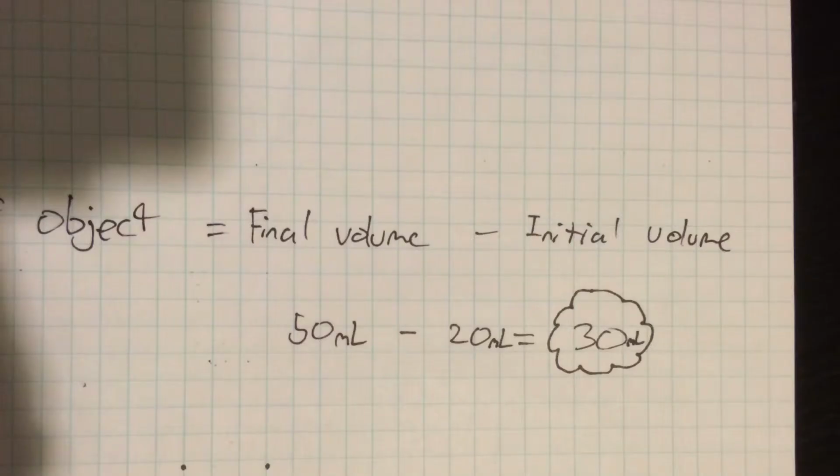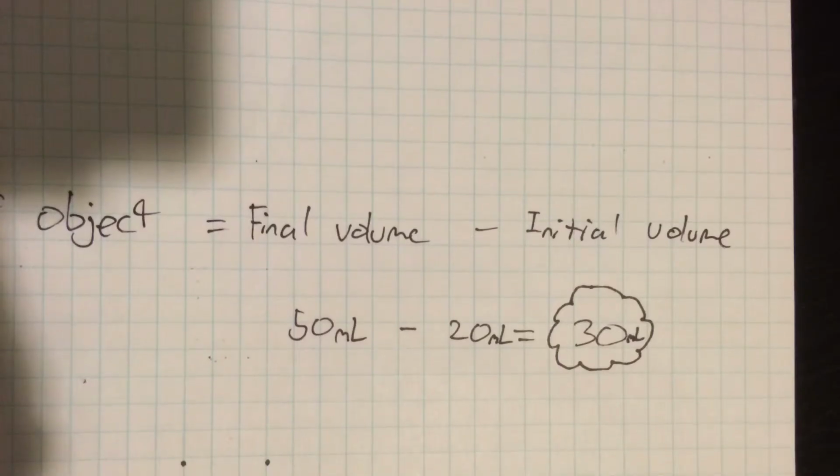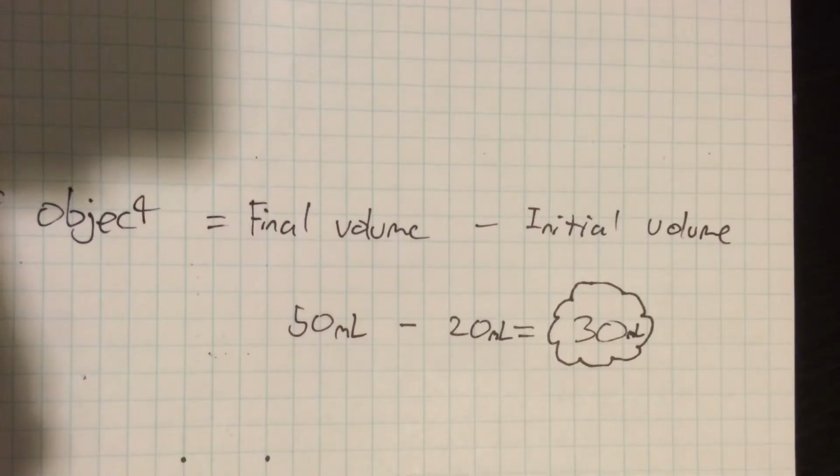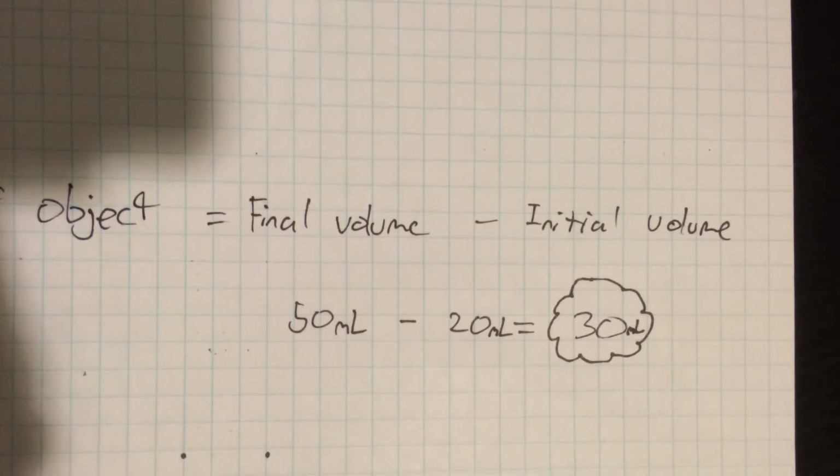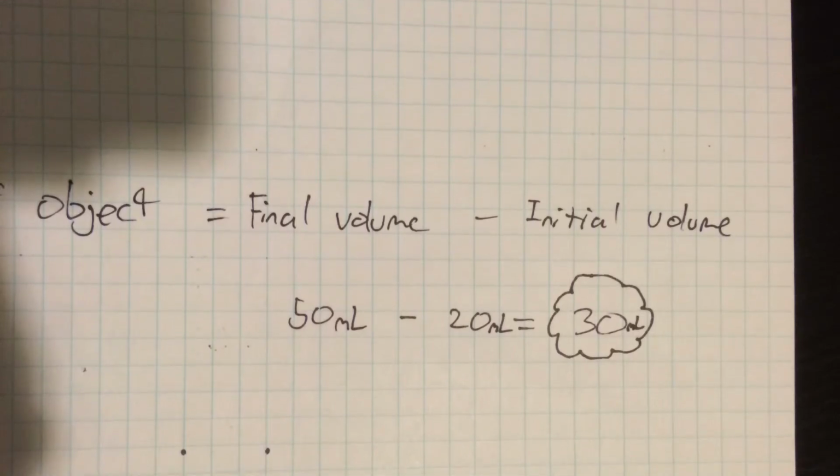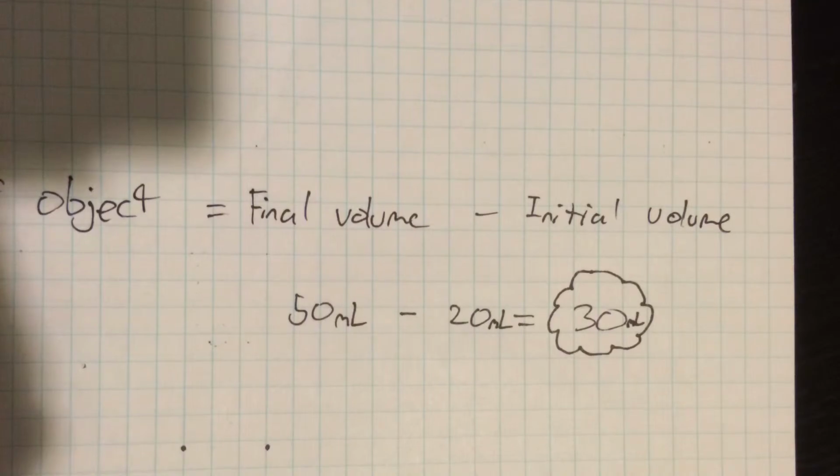Our final volume was 50 milliliters, and our initial volume was 20 milliliters. Just take 50 minus 20, and that gets 30. The volume of our object is 30 milliliters.